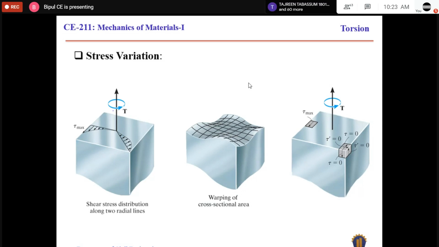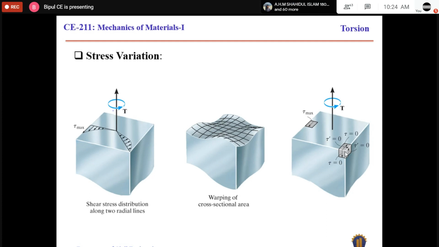And if we show the variation of stress on the cross section, it will be similar to this one. So at this location, stress variation will be similar to this one, and at the corner, the stress variation will be this one. Okay, and the section looks like this one. It is the cross section. So warping of cross sectional area. So this figure indicates that the cross section has been warped. But look at the corner, there no stress will be developed. Okay, at the corner, no stress will be developed.